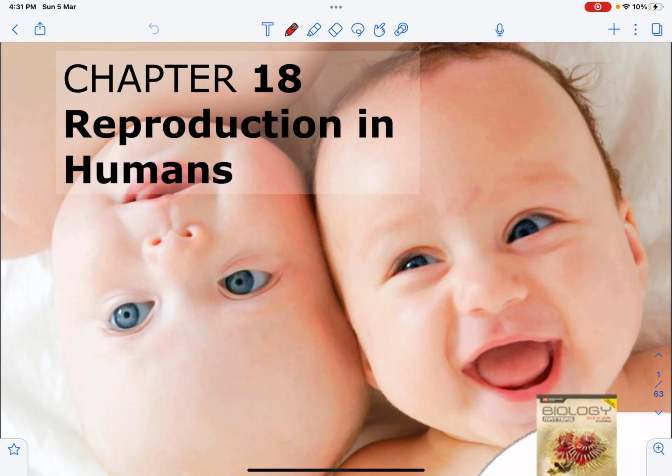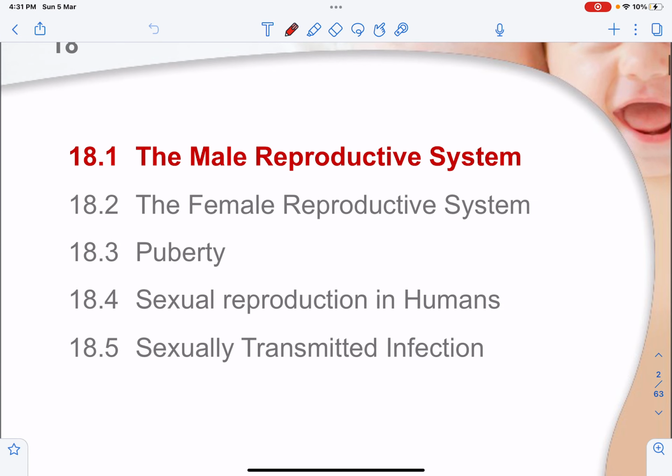Hi, today we'll be going through reproduction in humans. So for reproduction in humans, these are generally the items that we need to think about. Number one, we'll look at the physiological appearance of the male reproductive system, the internal structure.